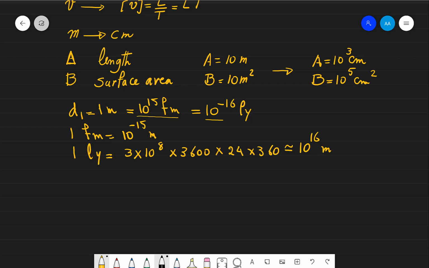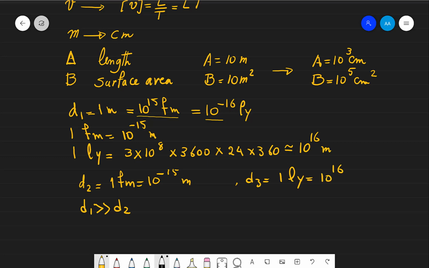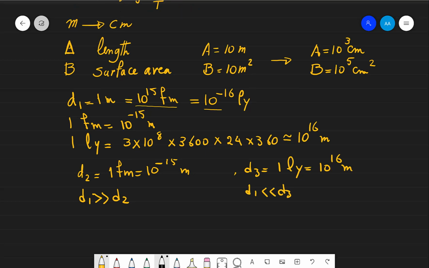d1 is very large with respect to the subatomic length of order d2, which is 1 Fermi. d1 is much larger than d2, and it's very small relative to 1 light year. For example, d3, which is 1 light year, is 10 to the power 16 meters. d1 is much less than d3.